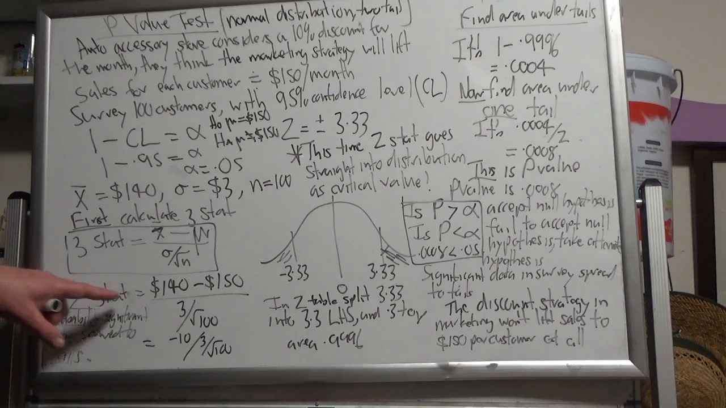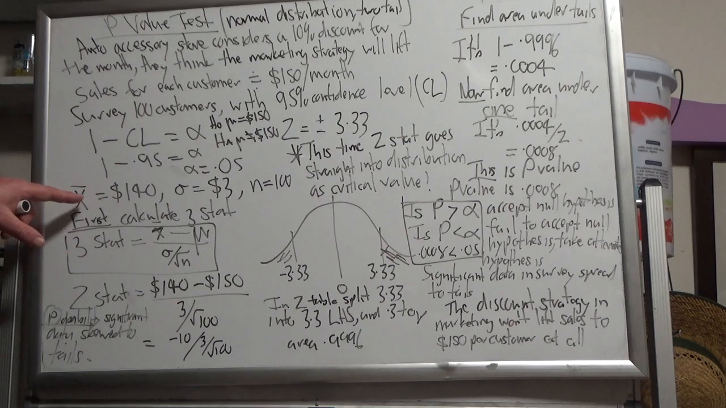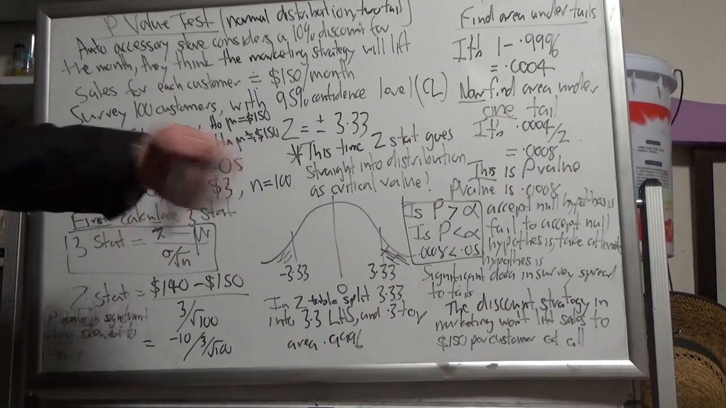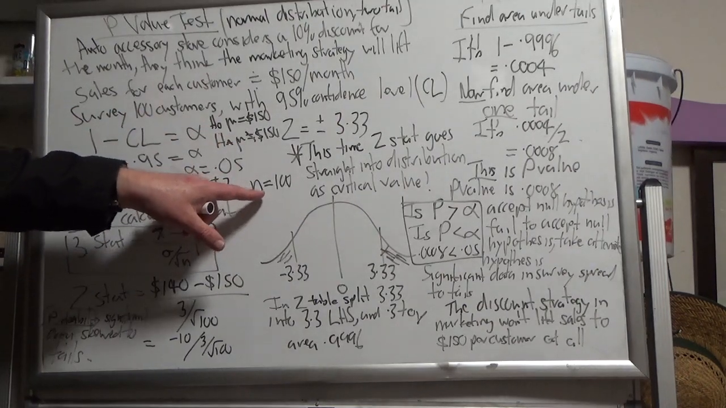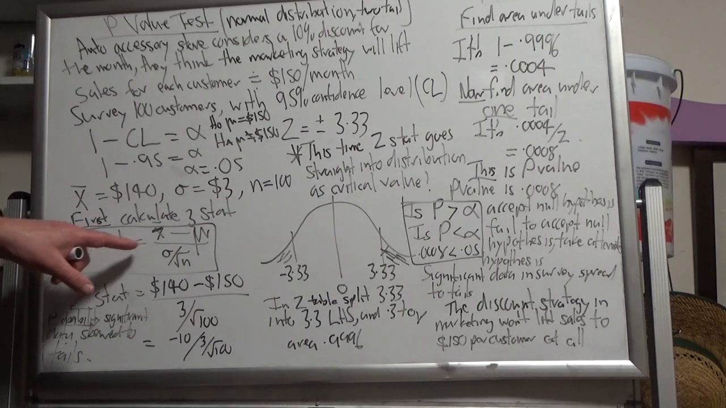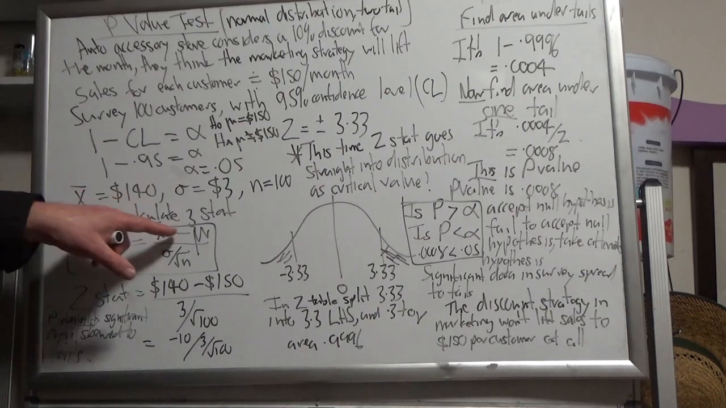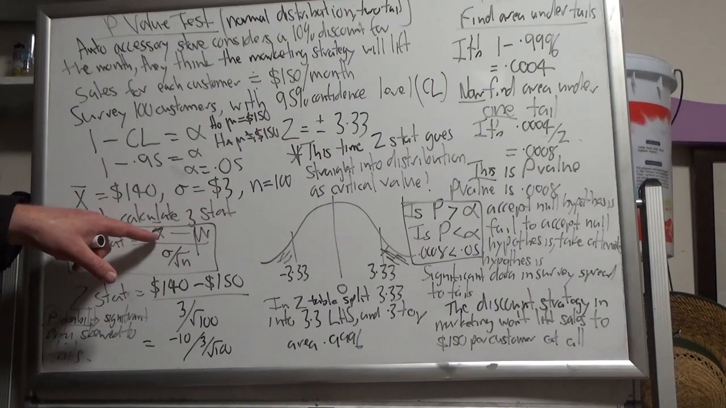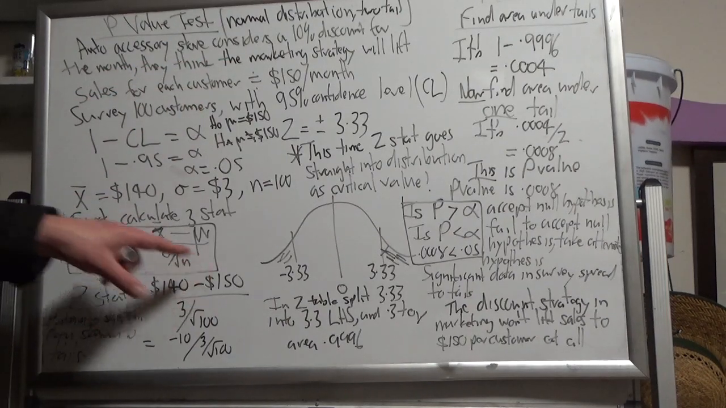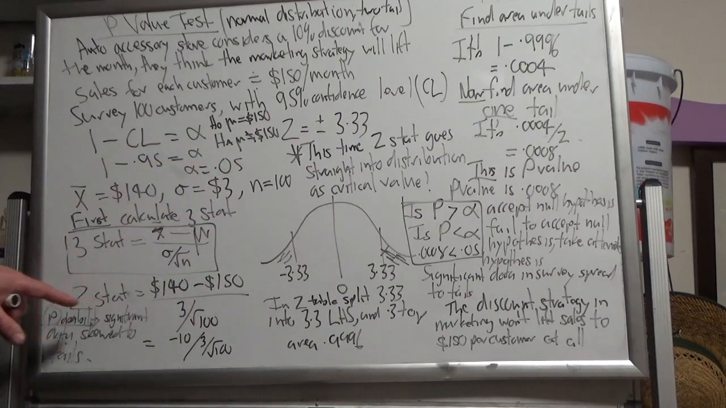So the Z statistic, first of all, let's go over some of this data. The sample mean is $140. The standard deviation is only $3, the variation from the population mean, and the sample size is 100. So you find the Z statistic: the sample mean 140 minus the population mean 150, over the standard deviation 3 over the square root of the sample size.